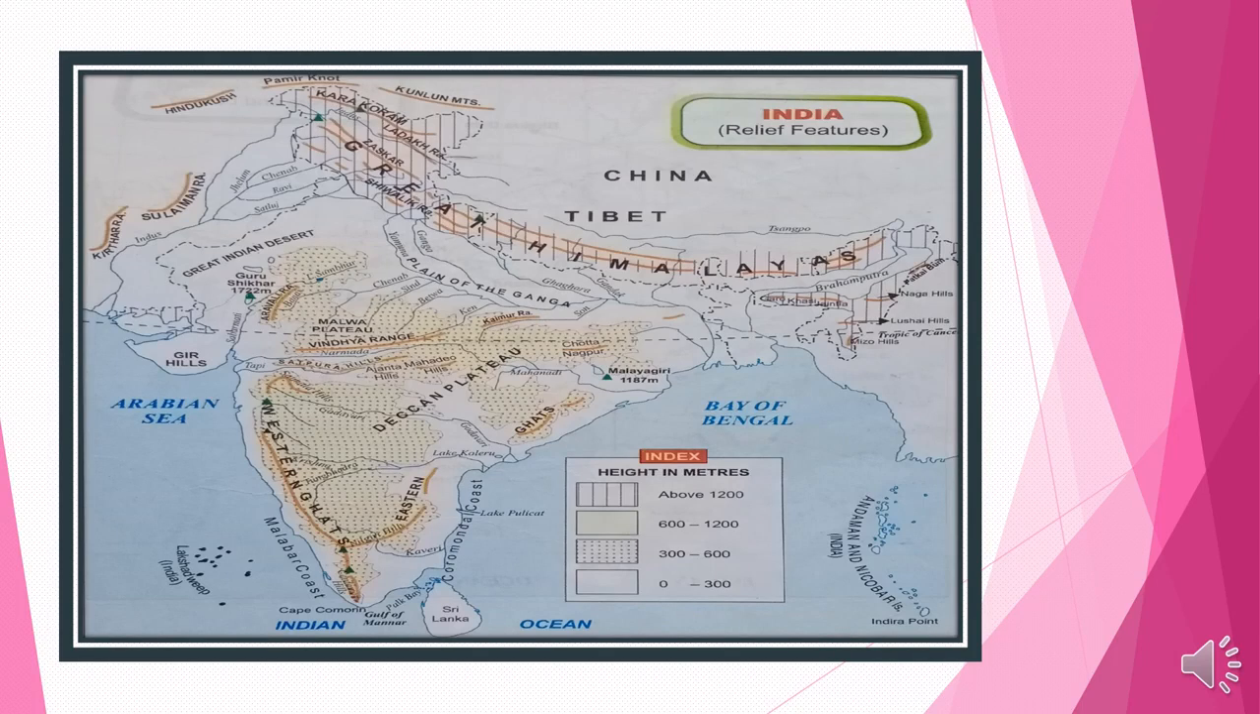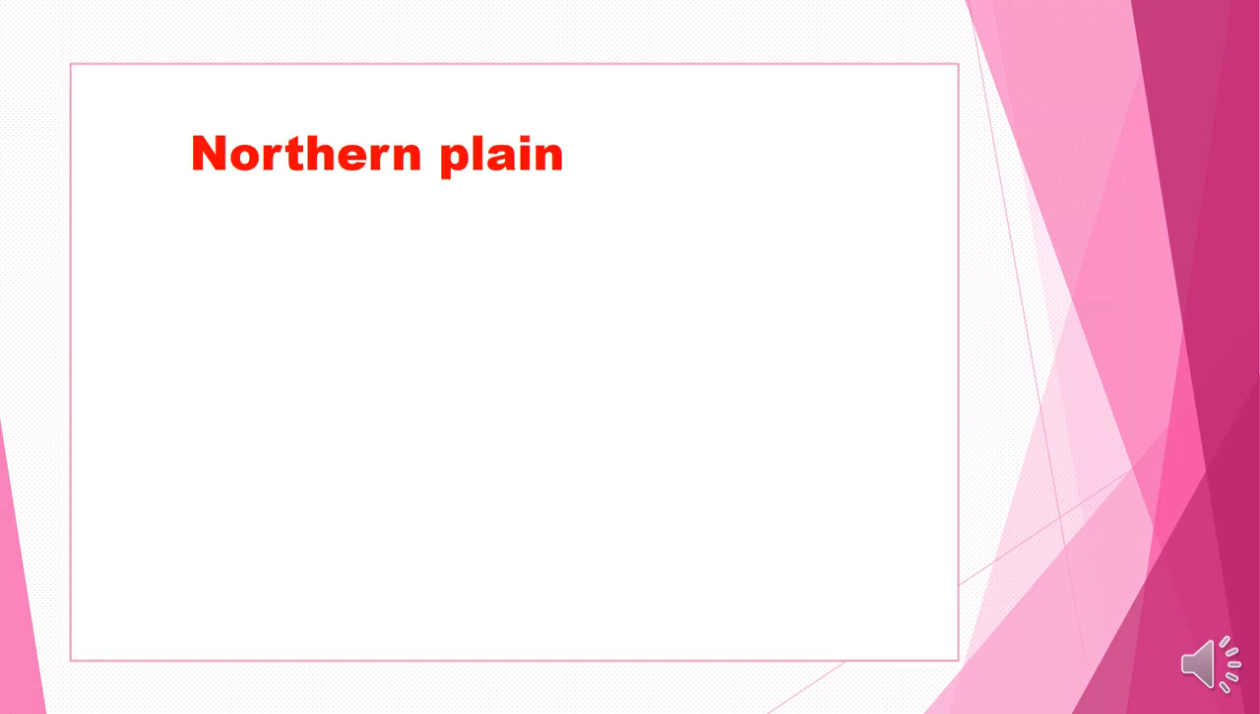And after that, the northern plain is also formed. Northern plain is formed by many rivers, because many rivers come from the Himalaya, like Indus, Ganga and Brahmaputra, and this area is covered by the northern plain. The northern plain is 7 lakh square kilometer, and its length is 2400 kilometer, and this northern plain area is very fertile for agriculture. So the next feature is the northern plain area.